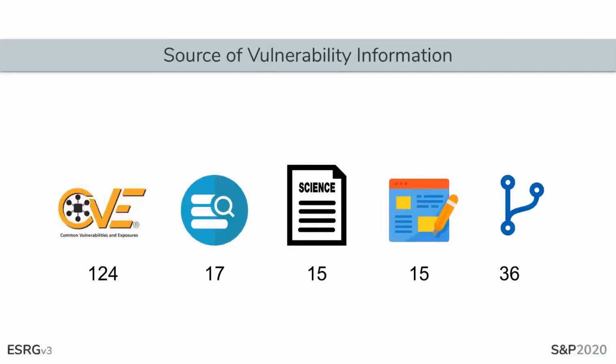Let's talk about gathered vulnerabilities first. Because reported TE vulnerability information is widespread, we got our data from many different sources: CVE databases, proprietary databases, scientific papers, internet posts, and source code and repository history. And this led us to identify over 200 vulnerabilities.